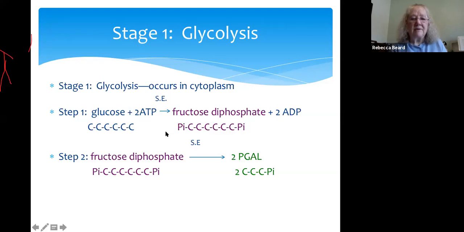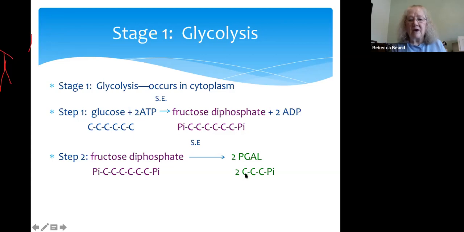All right, now we're going to bring this thing that we made in this reaction down here to step 2. And you'll see that throughout this whole diagram of cellular respiration, we're going to take what we made here and bring it to the next step. All right, so we've got fructose diphosphate, and what we're going to do with this is we're going to just break it in half.